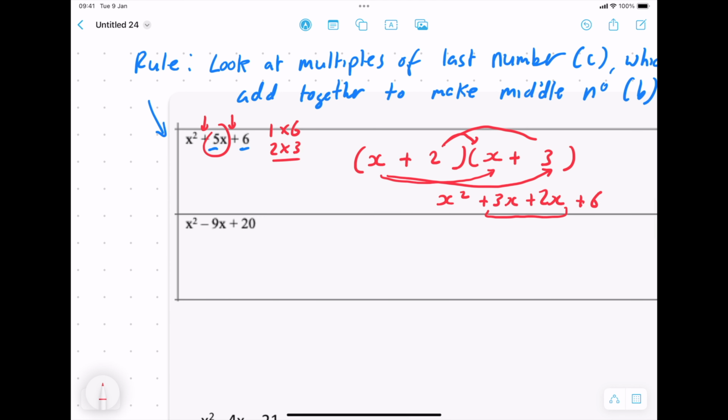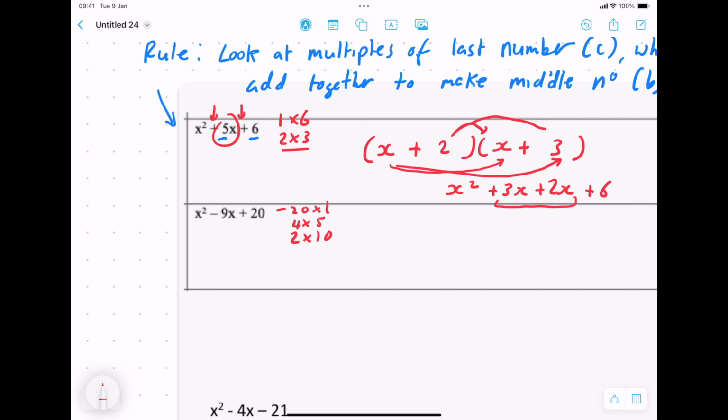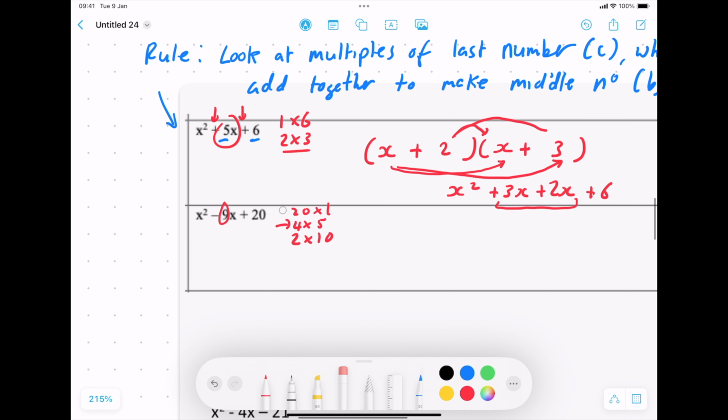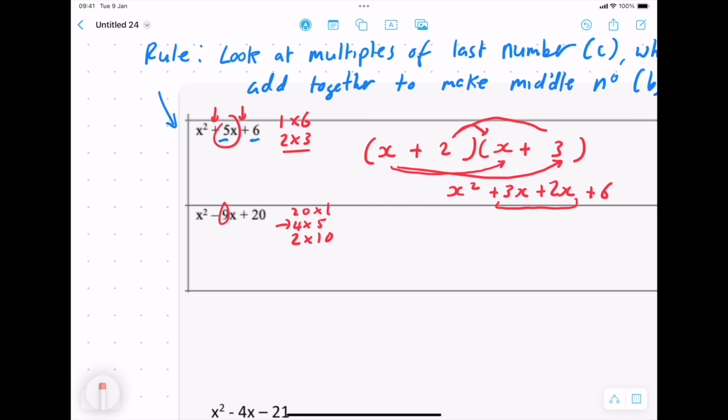So we can see that in this case we don't have 2 positive signs, we actually have a minus, plus. So first of all, let's work out the multiples of 20. You can see that the numbers we need to create 9 are going to be this option here. So it's going to be the 4 and the 5. So we know 4 and 5 coming together makes 9. So let's lay out the brackets.